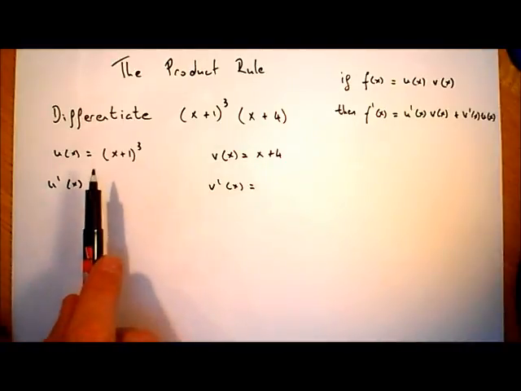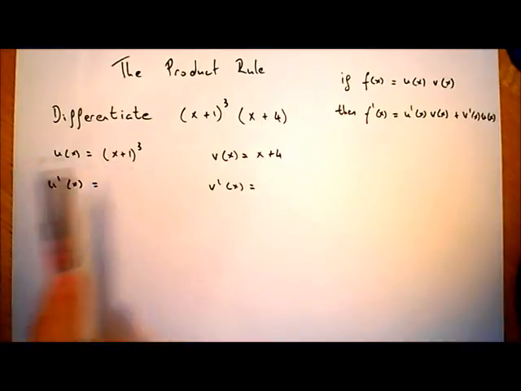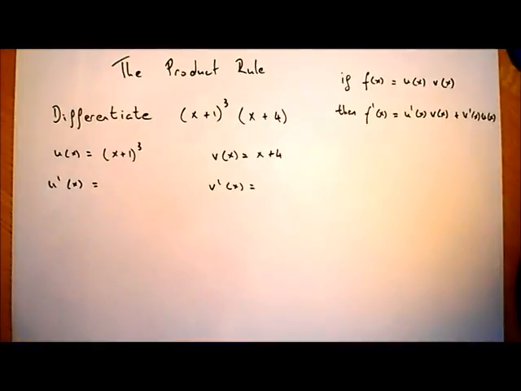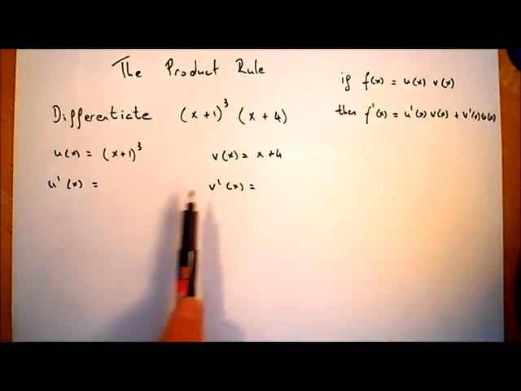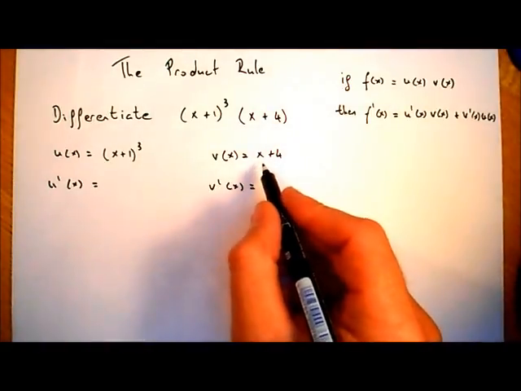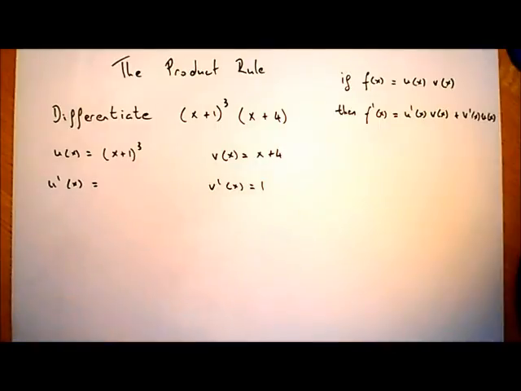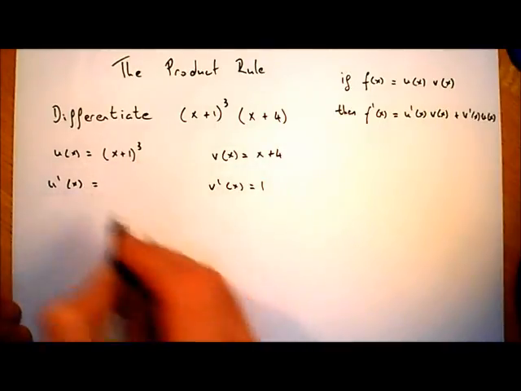Okay, let's go. So we have this first part, we've got to differentiate (x+1)^3. You'll notice that to differentiate this, we need to use the chain rule. So I'm going to come back to that. To differentiate x+4, that's very simple. Differentiate x and we get 1, and differentiate 4 and we get 0. So that was easy. I'm going to differentiate the other one using the chain rule.